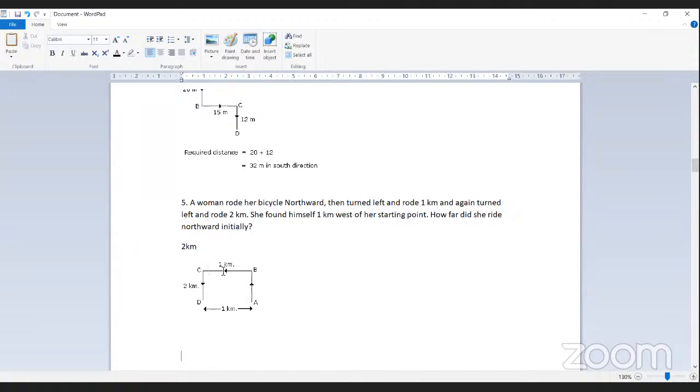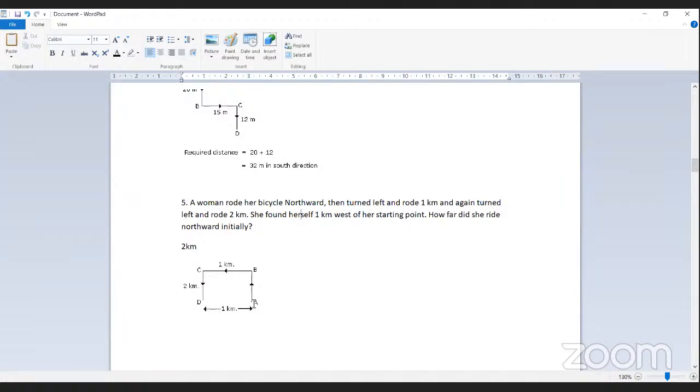Then again turned left. So if she's facing this direction, her left would be downwards. And she rode 2 kilometers. She found herself 1 kilometer west of her starting point. Okay, she found herself 1 kilometer west from her starting point.